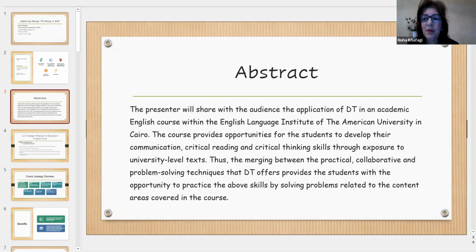Thus, the merging between the practical, collaborative, and problem-solving techniques that design thinking offers provides the students with the opportunity to practice the above skills by solving problems related to the content areas covered in the course. And I'm going to share with you a practical example.